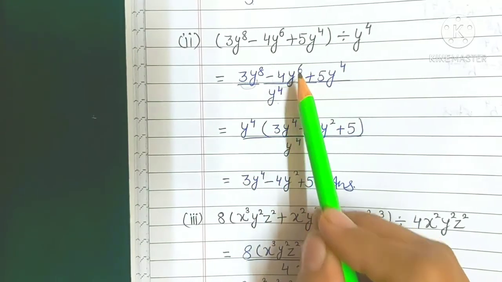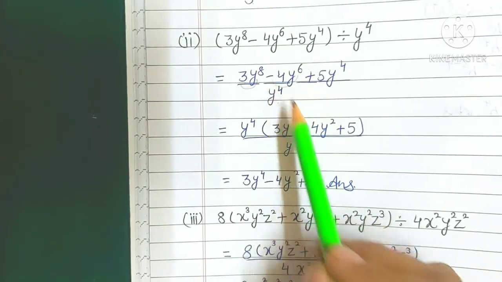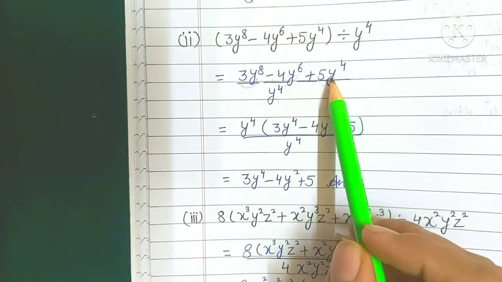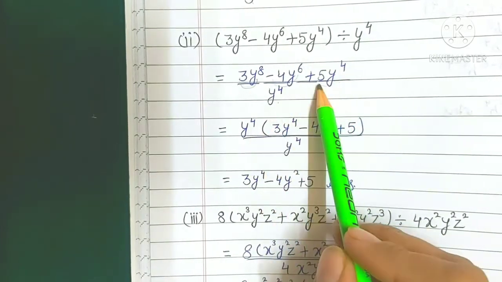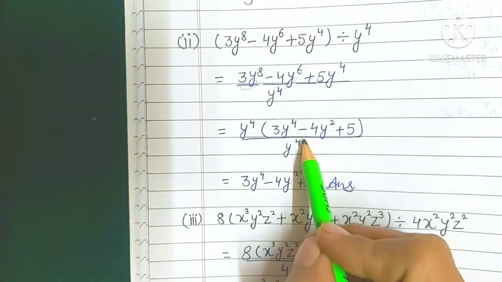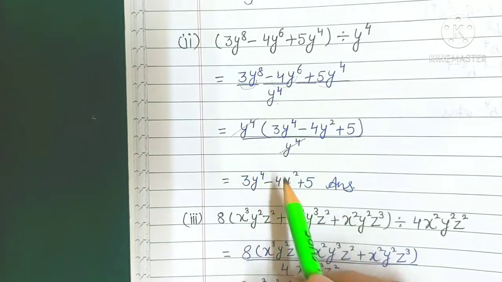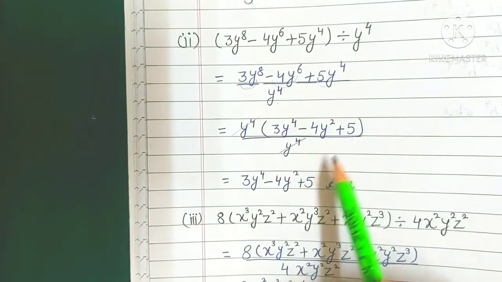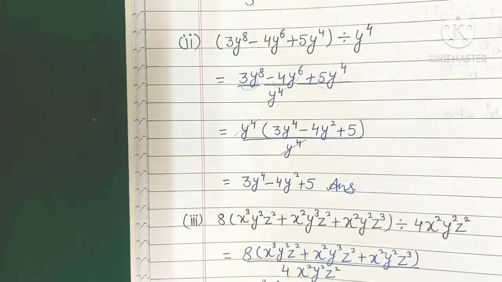From the second term, if I take y raised to the power 4, what will be left? Minus 4y square will be left. And from here, if I take y raised to the power 4 out, what will be left? 5 will be left. And we can see y raised to the power 4 and y raised to the power 4 cancel. So 3y raised to the power 4 minus 4y raised to the power 2 plus 5 will be the answer.